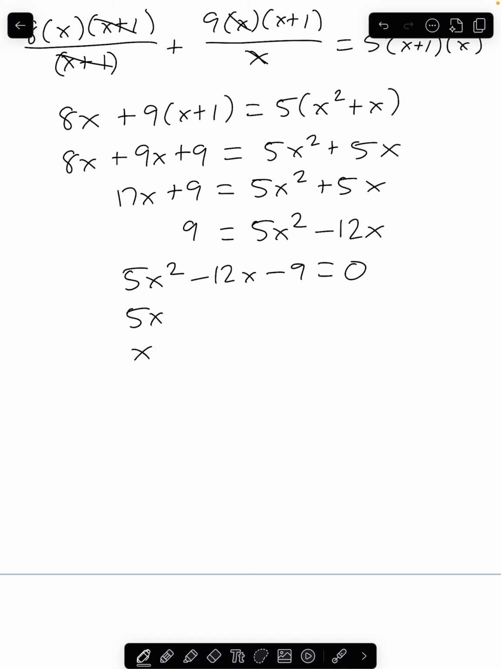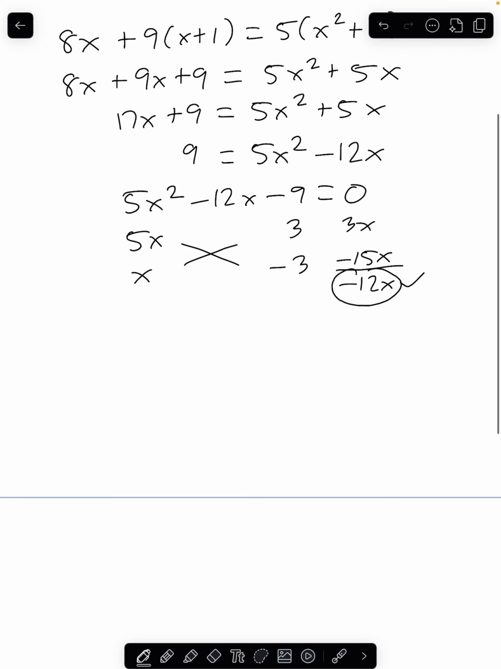5x and x. And then what will these be? These will be negative 3 here and a positive 3 here. Those are the two factors of negative 9. Now we cross multiply to check to see if we get the middle term. Multiply x times 3 gives us 3x, and then 5x times negative 3 gives us negative 15x. Add them together to get negative 12x, and this matches the middle term, so these are the correct factors.